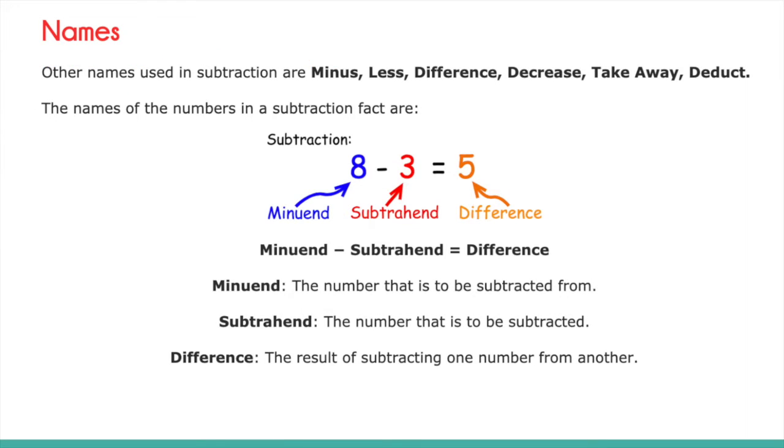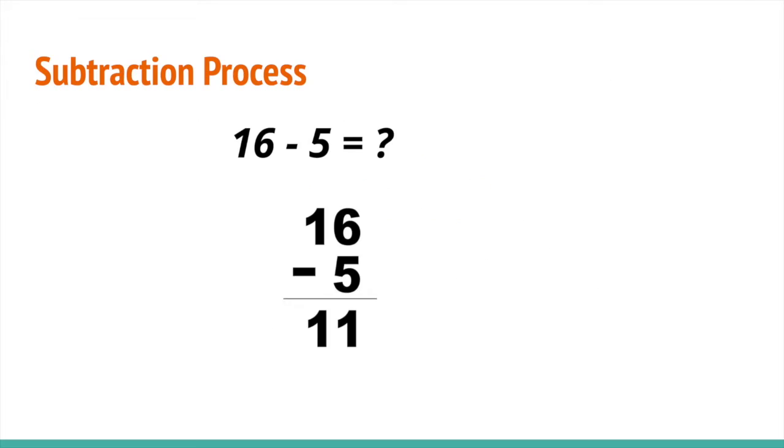And we have some names for each of the elements. First of all, we have the minuend. The minuend is the number that is to be subtracted from, and the number after the minus sign is what we call the subtrahend. The subtrahend is the number that is to be subtracted, and then we have the result, the difference. So the process of subtraction is pretty intuitive.